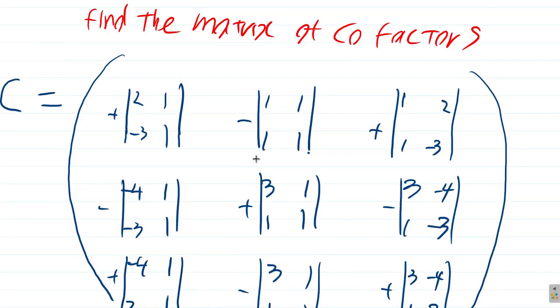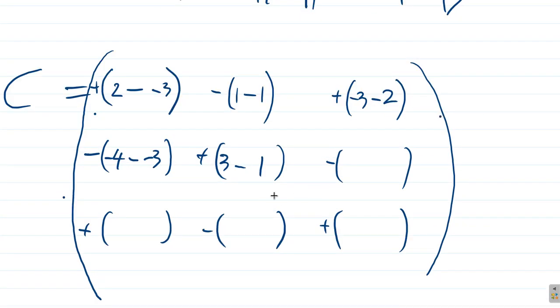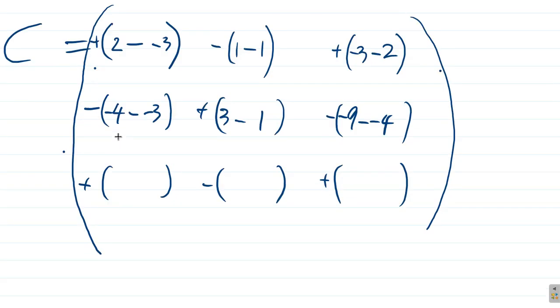Then negative 3 by negative 3, that's negative 9, minus 4 by negative 1, so it's negative 9 minus negative 4. Then we have negative 4 by 1, that's negative 4, minus 1 by 2 is 2, so it's negative 4 minus 2.